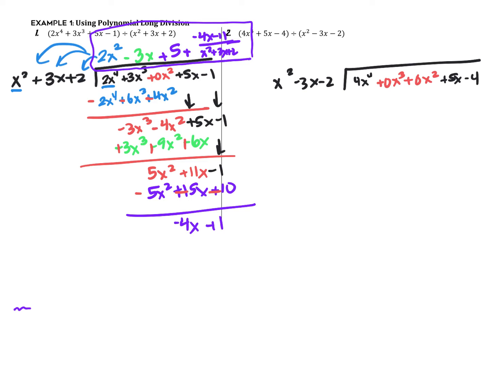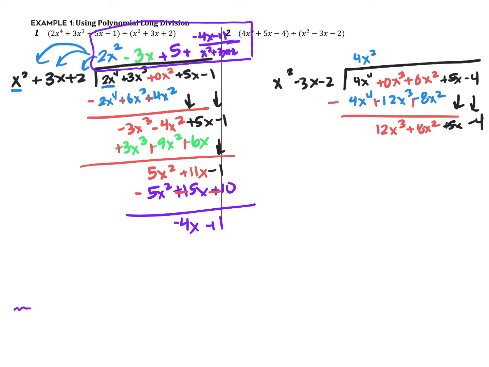Again, it's okay if you don't have them, just make sure that you're still lining everything up to combine like terms correctly. The first thing I need to multiply by is 4x squared. That's going to give me 4x to the 4th minus 12x cubed minus 8x squared. And when I subtract, that's going to give me 12x cubed plus 8x squared. And I'm going to bring down my next 2 terms.